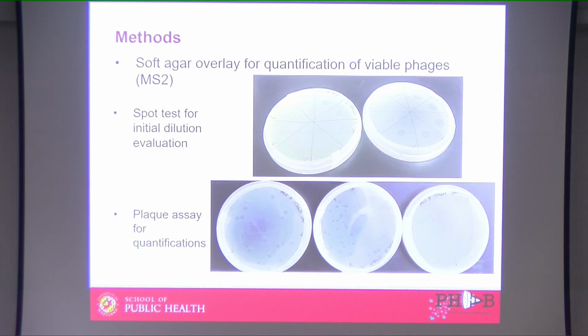For quantification of viable phages, we use the soft agar overlay method. This is initially done the same day of the exposure event, where we do a spot test to give us a very broad idea as to what dilutions we have to use when we do a plaque assay for more specific quantifications, to save us time and resources. I've included examples of the plates that we see. This is all done in triplicate, and we do each experimental exposure in triplicate as well.